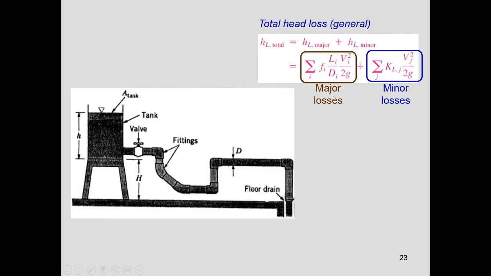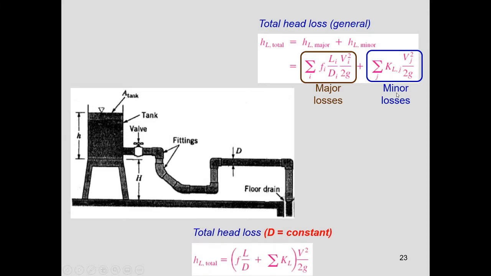Sorry. For the situation where we need to determine the total head loss, the total head loss is equal to the major head loss plus the minor head loss. So we need to add the major losses and minor losses from your calculation. This is for total head loss: HL is equal to f L over D, this is for major losses, plus the sum of KL times V squared over 2g.